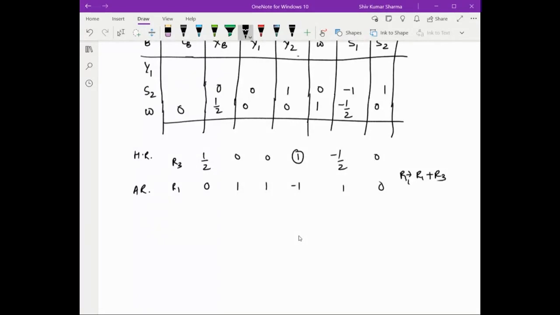So when we add 0 plus 1 by 2 gives us 1 by 2. 0 plus 1 gives 1, 0 plus 1 gives 1, minus 1 plus 1 gives 0. 1 by 2 gives us plus 1 by 2, and this gives us 0.